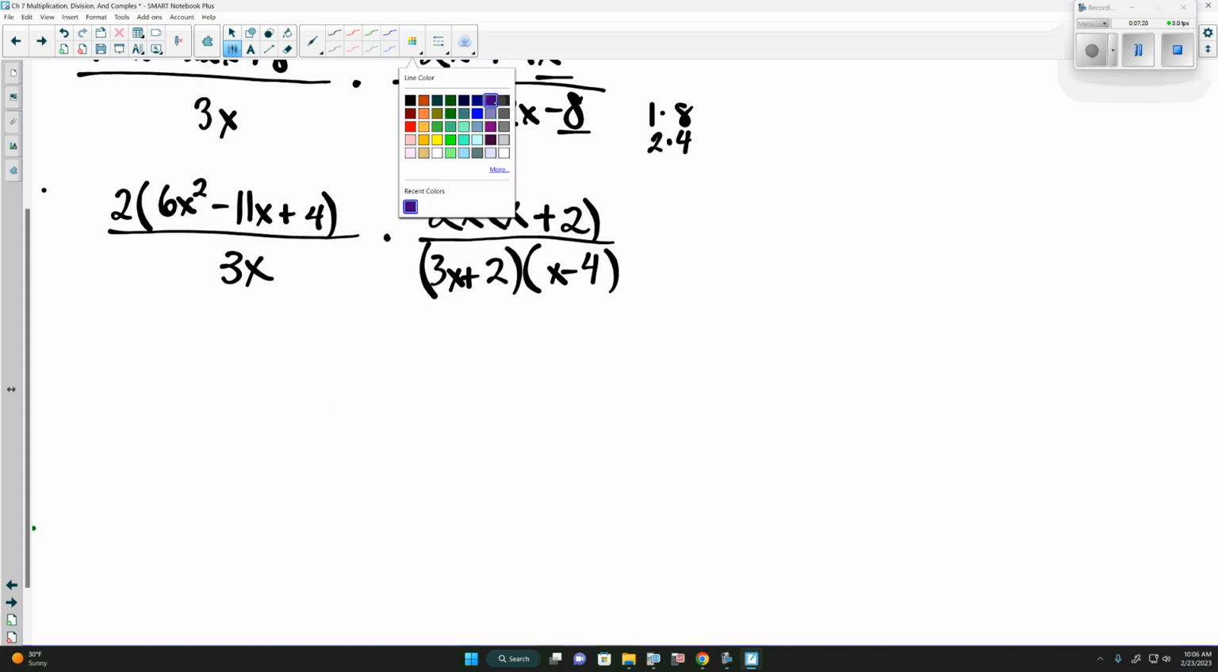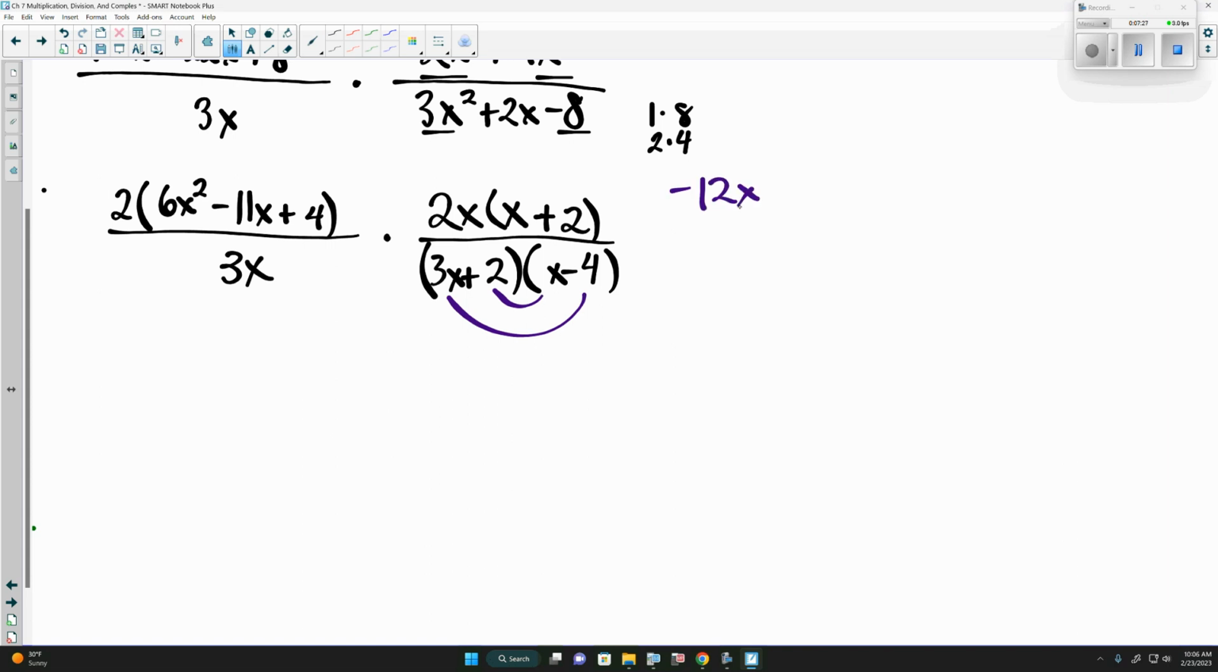Again, we can always check it to make sure this works out. 3x times negative 4 is negative 12x. 2 times x is plus 2x, which gives us a negative 10x. Not quite what we wanted.